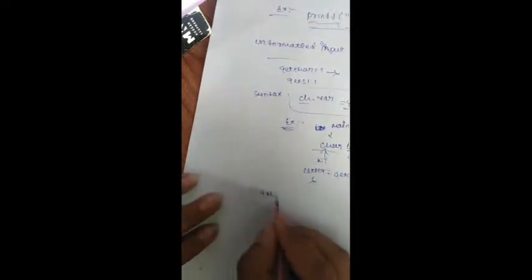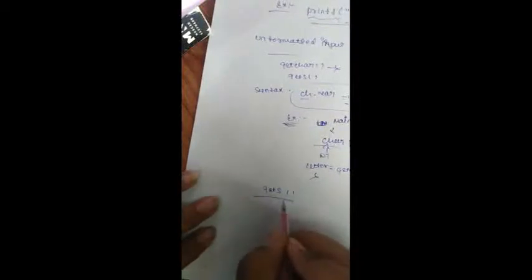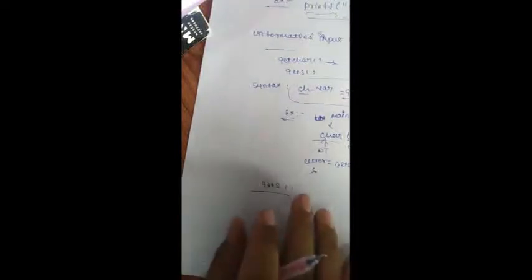Next one is gets. How do we represent gets in an input statement of unformatted data? The function reads in everything entered through the keyboard until the enter key is pressed. What is the syntax of gets? See here, gets of string. This is your syntax of gets.